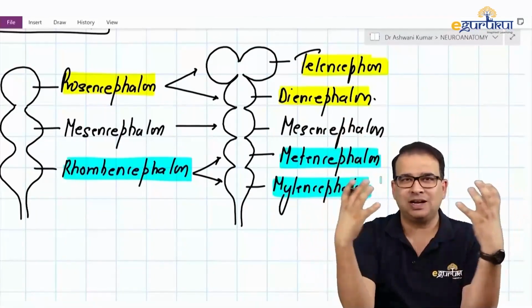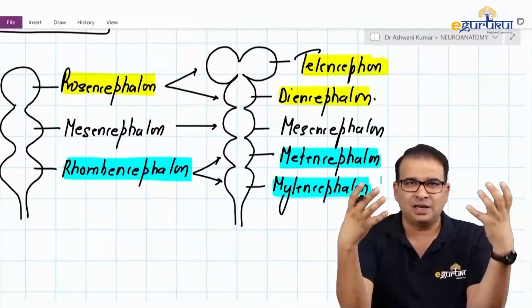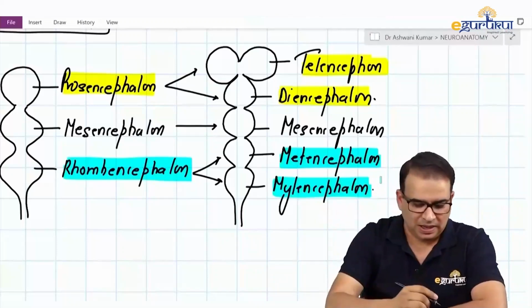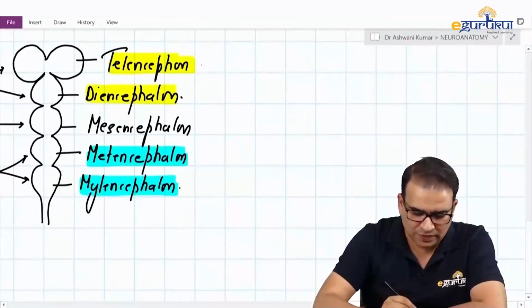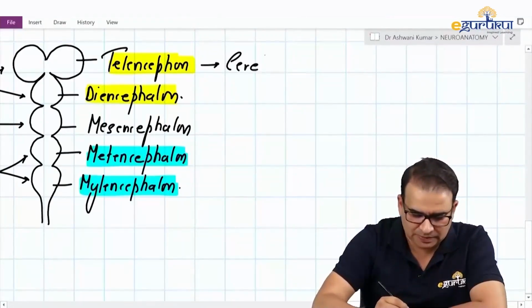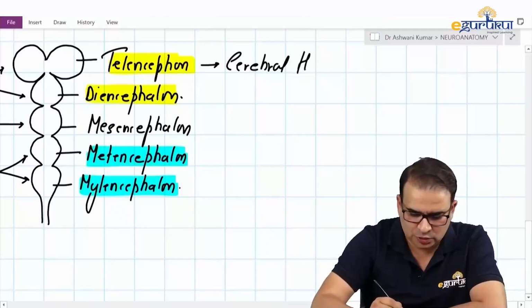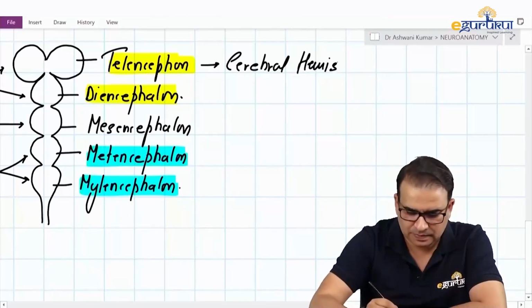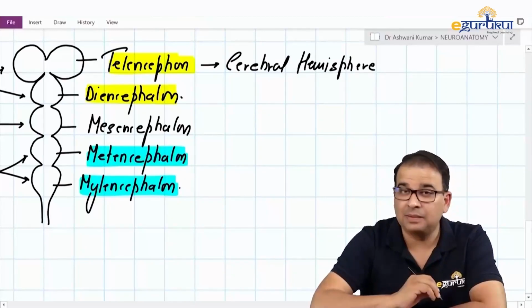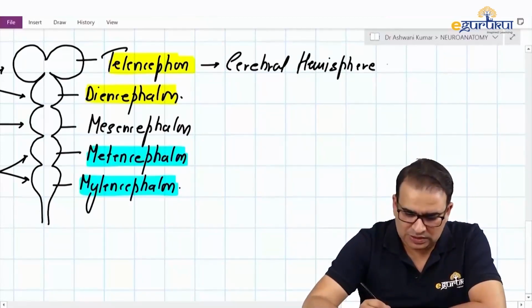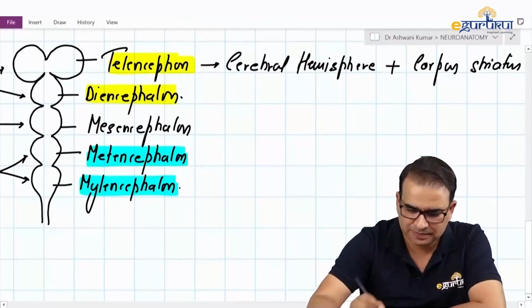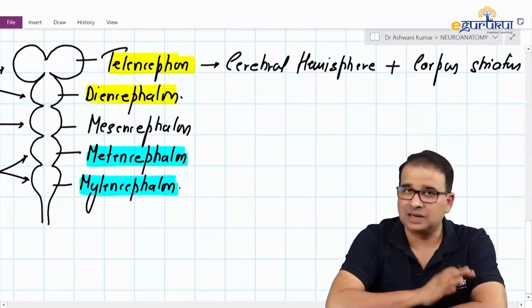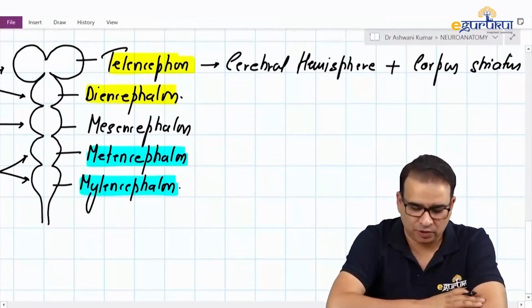You can see telencephalon is divided in two parts, which gives an indication of the two cerebral hemispheres only. And that is what the telencephalon part will give rise to, the cerebral hemisphere. Not only cerebral hemisphere or cerebrum, also the corpus striatum. Right? The basal ganglia part, that corpus striatum is also from telencephalon.